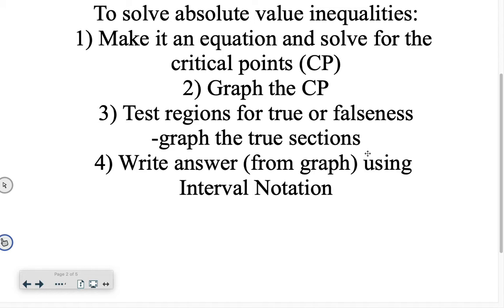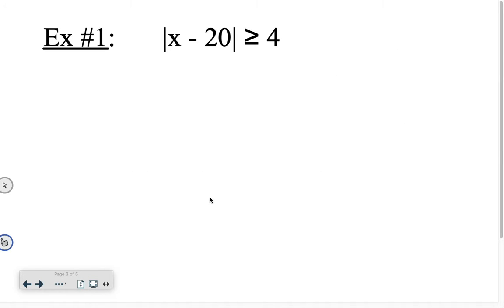All right, so let's take a look. So first example then. Here's your first example of an absolute value inequality. Okay, a basic one to try to get the concept, and then we'll go a little bit more difficult, but not too bad.